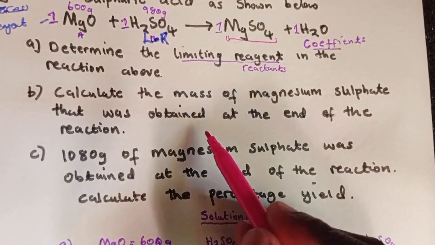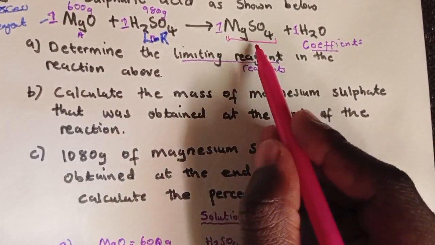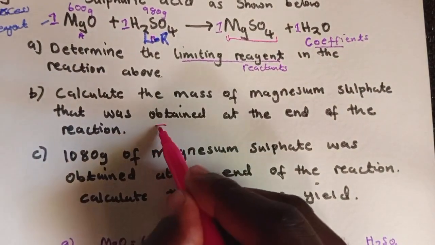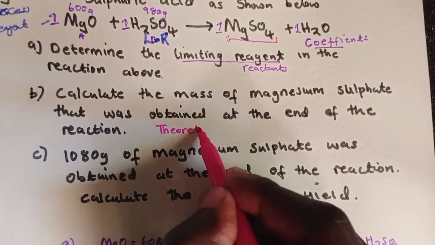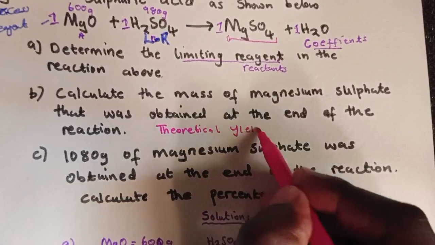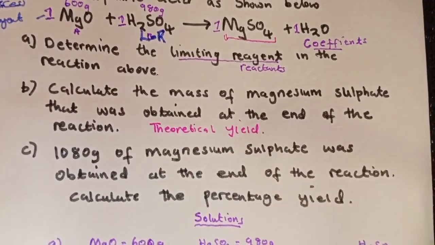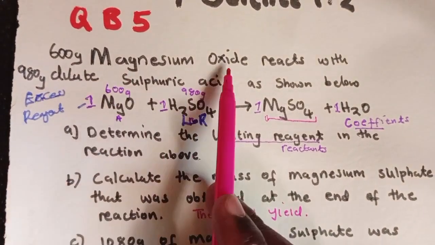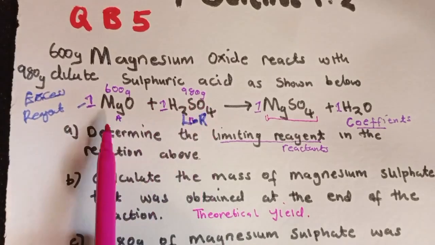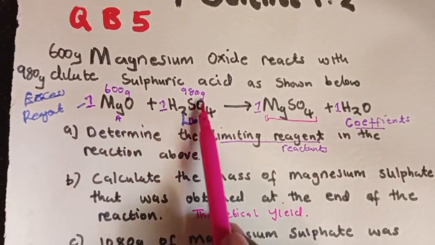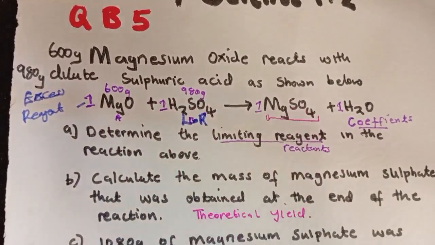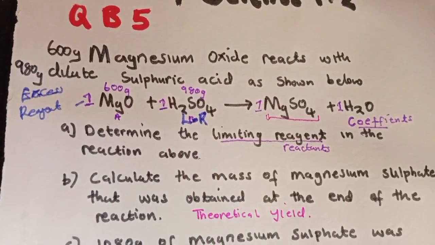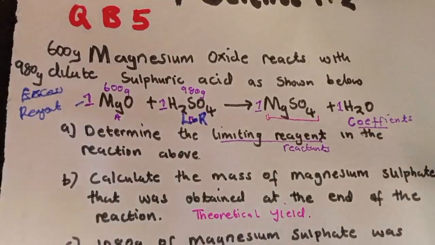So we need to find the mass for this. The mass that we are finding for magnesium sulfate here, we are finding using the equation, and it is called the theoretical yield because you haven't yet done the experiment. Here you are just telling yourself, as a chemist in the chemistry laboratory, you've gotten 600 grams of magnesium oxide and 980 grams of dilute sulfuric acid. After you do the equation, you've discovered that this one will be the limiting reagent. Now you are asking yourself, how much of this am I going to get theoretically? So what you're going to do is what we call the mole ratio.